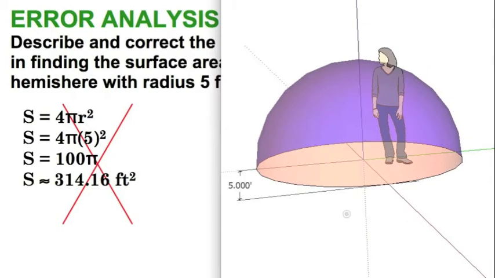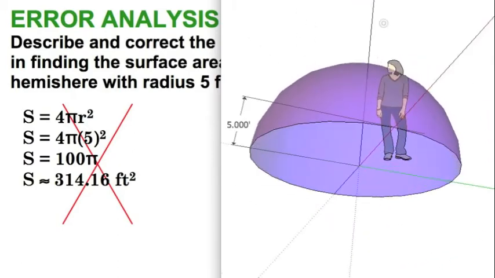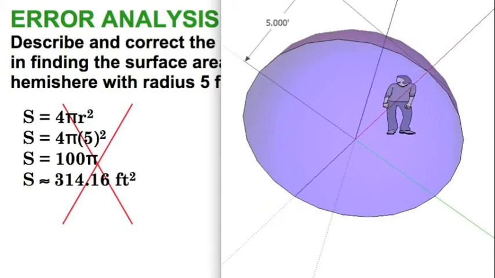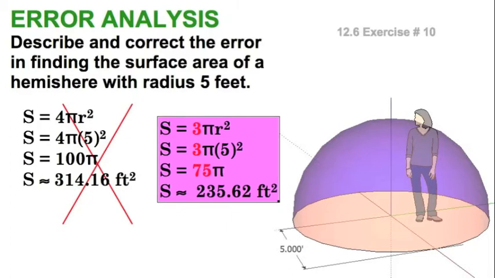And what is wrong with this picture? It's pretty obvious. We've got a hemisphere here. We have the curved surface, and then we have the area of a circle down there. So if I want to describe what's wrong, that would be the surface area. 2 pi r squared is for half of the sphere, and the 1 pi r squared is for that disk, that tan colored disk on the bottom. So there you go. That would fix it up.